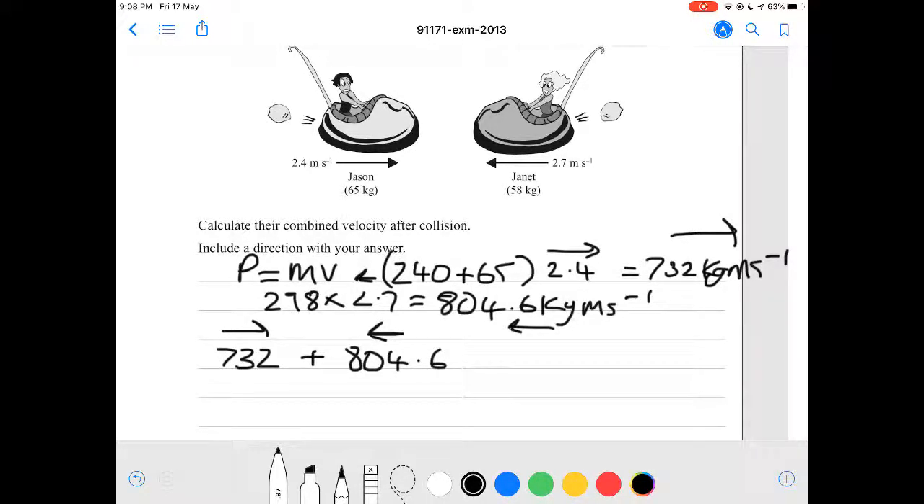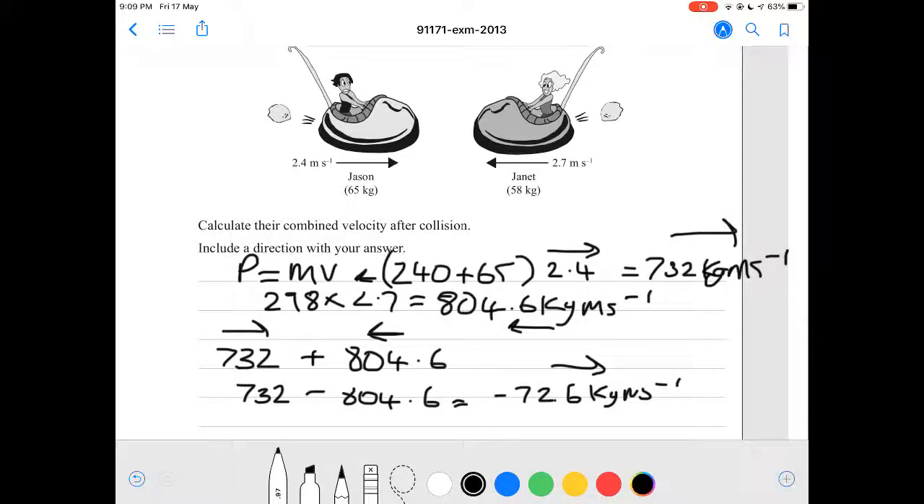Okay, so basically because they're acting in opposite directions, we're not going to add, we're going to subtract. So we're going to say 732 minus 804.6, and that equals negative 72.6 kg m/s, acting to the right.